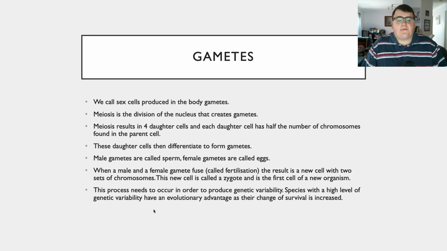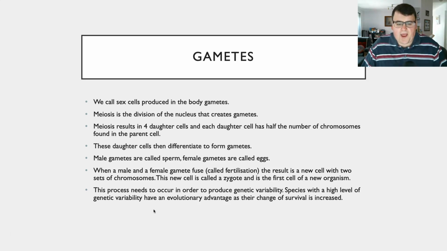When a male and female gamete fuse in a process called fertilization, they result in a new cell with 2 sets of chromosomes. That new cell is then called a zygote, and it's the first cell of a new organism. Meiosis itself needs to occur in order to produce genetic variability. We want genetic variability because species that have a high level of genetic variability have an evolutionary advantage, and their chances of survival are increased.